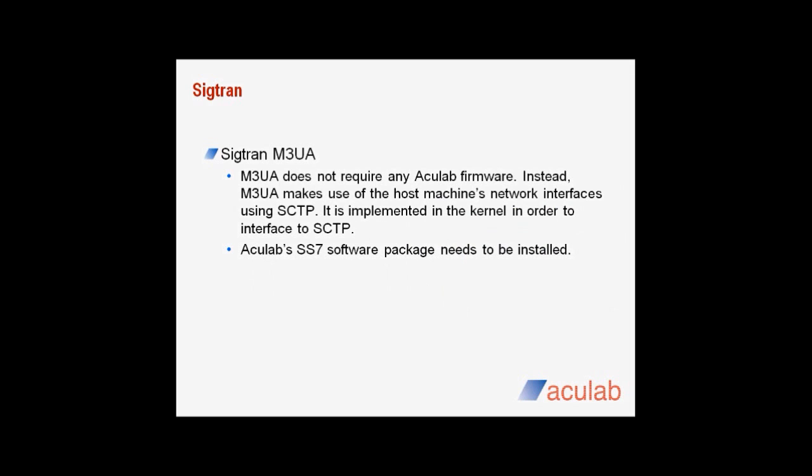So a word on the M3UA layer for SIGTRAN that we provide. Because it sits on an IP network, you don't need any Acculab firmware to run this. But you do need to install Acculab's SS7 software package, and that's done via a tool we refer to as AIT, the Acculab installation tool, which downloads all these SS7 software packages and tools from our servers. Once you have all of that, one of the tools it installs for you is the ACT, the Acculab configuration tool, which is one of the tools you need for moving forward.